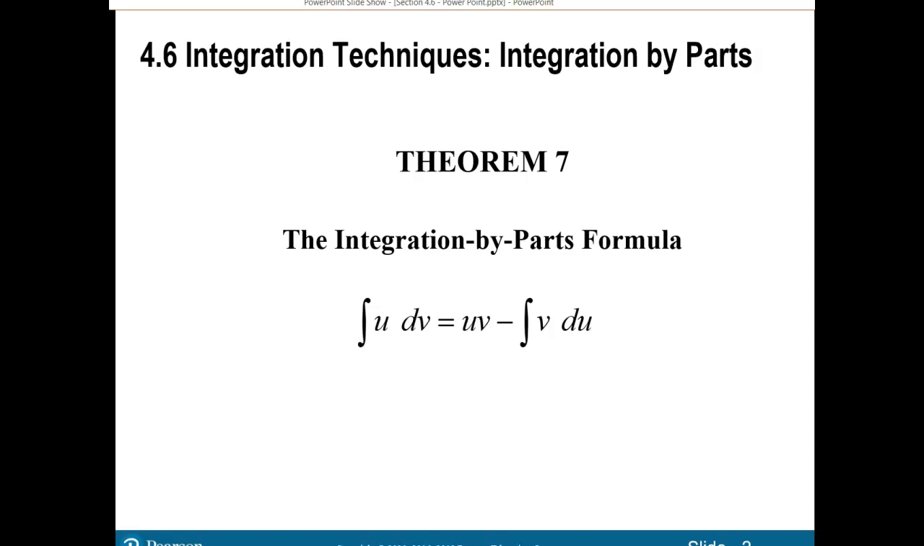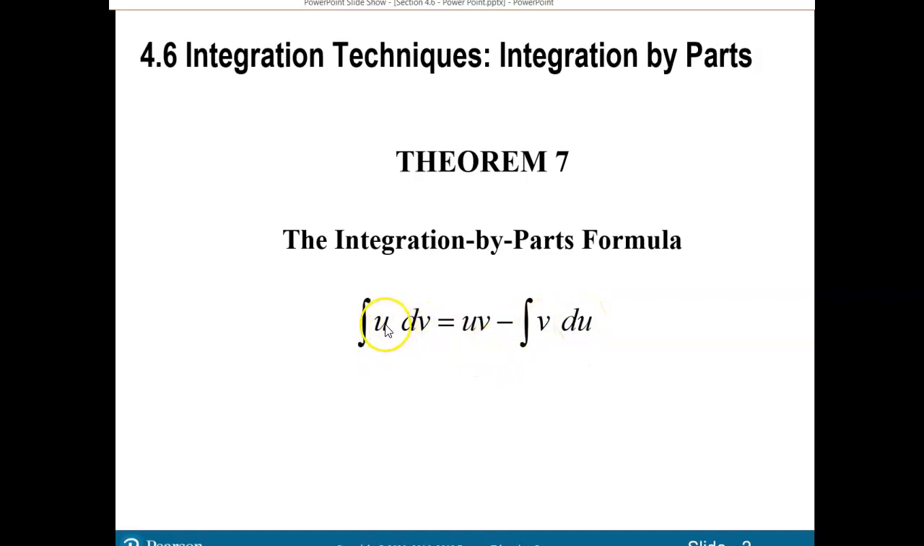All right, so here is our formula. The integration by parts formula says that the integral of u dv, so we're going to be given a problem, and within the problem we're going to have to pick part of it to let equal u, and then pick another part of it to let equal dv. So u dv equals u times v minus the integral of v du.